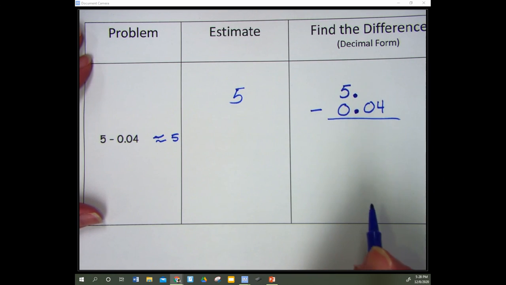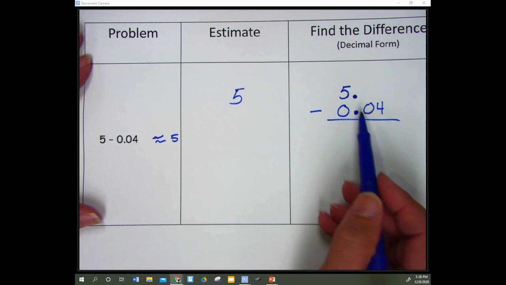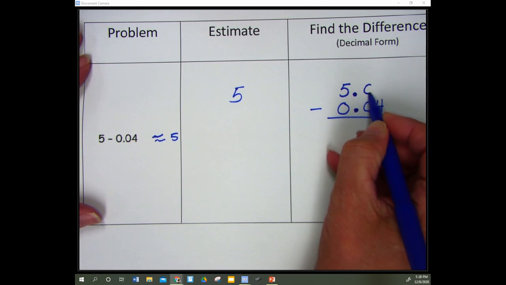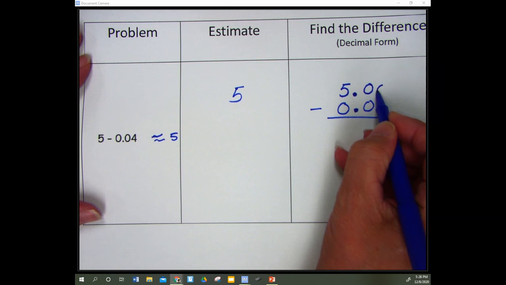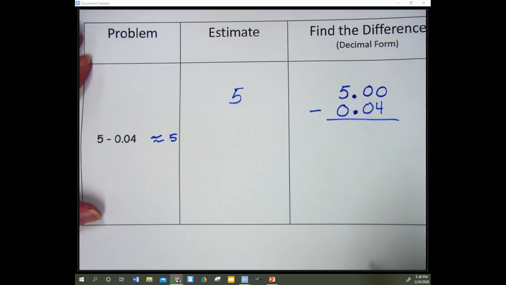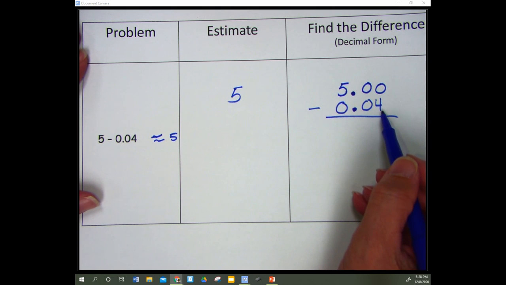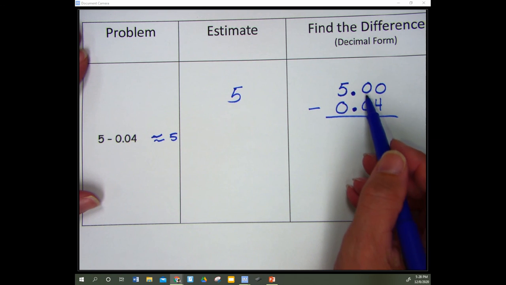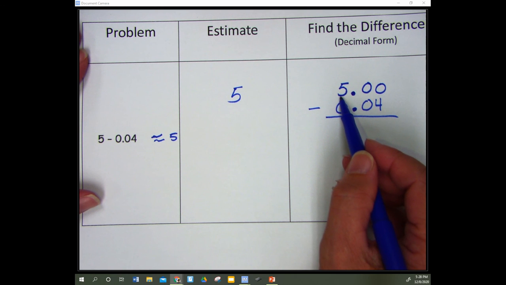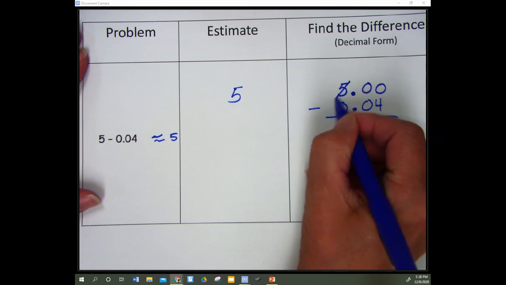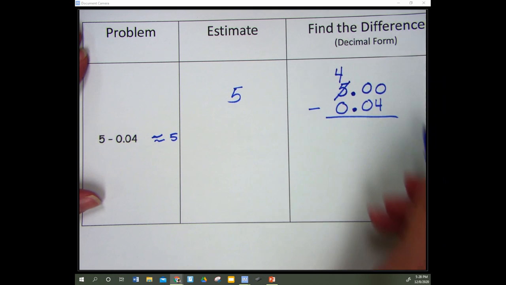Now, before I do any subtracting, I need to put zeros in the tenths column and the hundredths column to the right of my 5. And here's why. We're going to start over here in the hundredths column. We have 0 hundredths, take away 4 hundredths. I don't have enough hundredths, do I? I can't get any from the tenths. I'm going to have to go all the way over to the ones column. I have 5 ones. I'm going to take one of those ones. Now I have 4 ones.